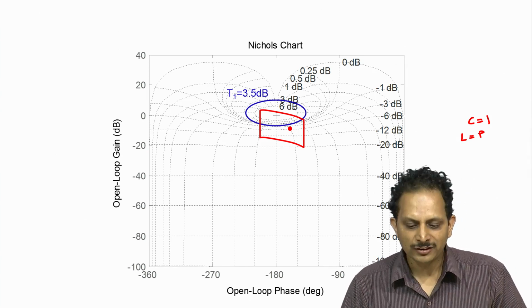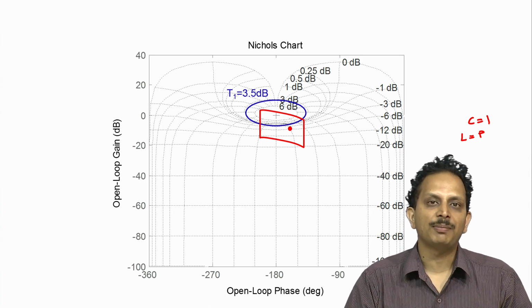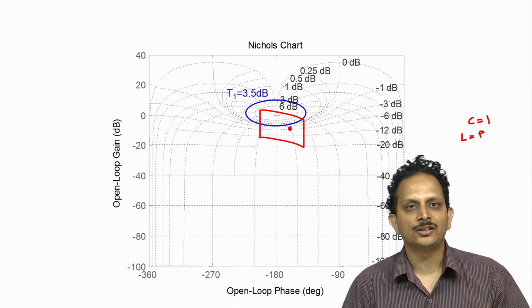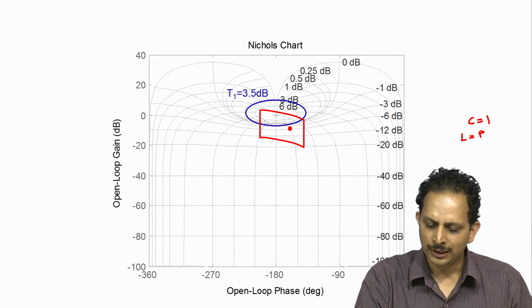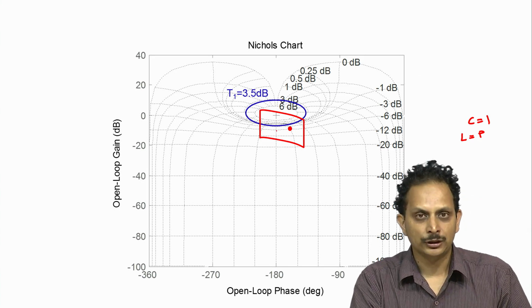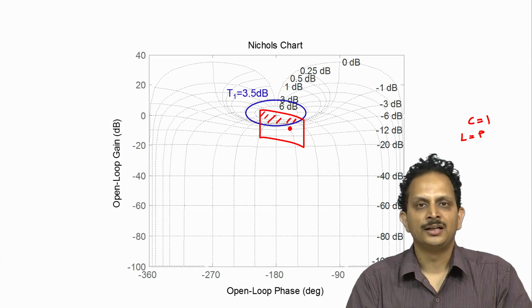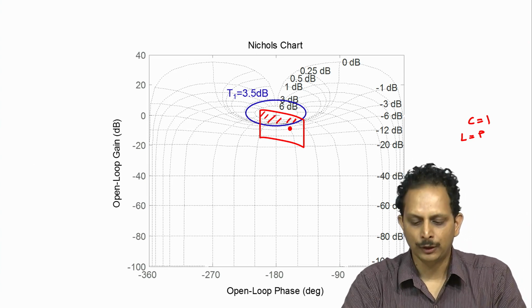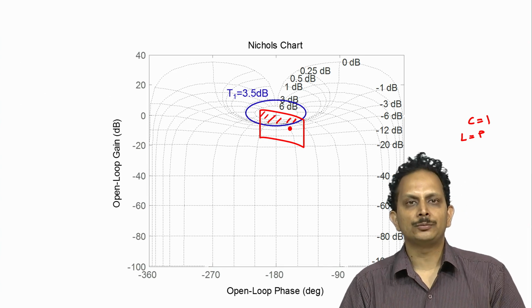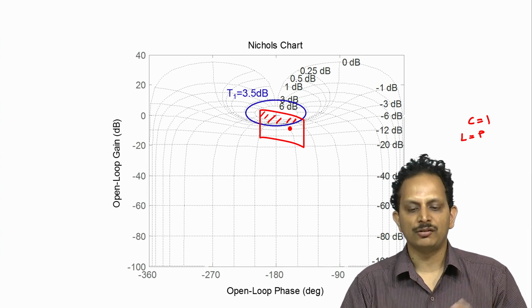In this particular case, we see that this plant template is sitting partially inside this closed contour, which means that for some combination of plant parameters, namely the plant's uncertain gain and its pole location, in particular those combinations of plant parameters that result in the plant transfer function being in this particular region of the Nichols plot, we would have the transmission function being greater than 3.5 dB.